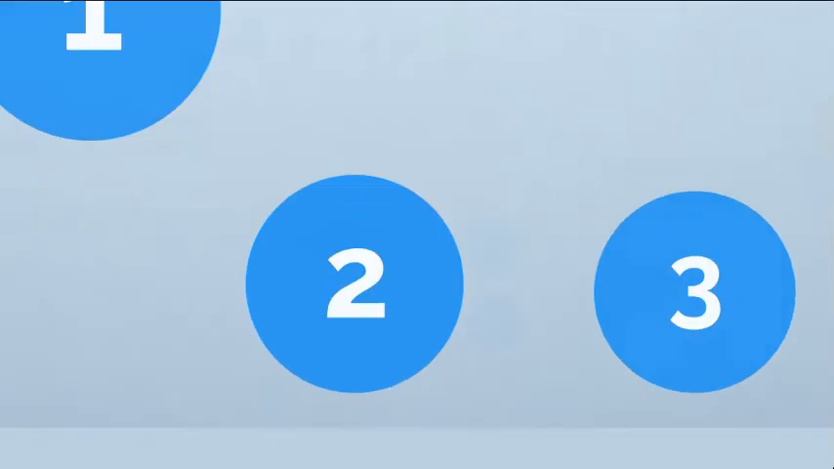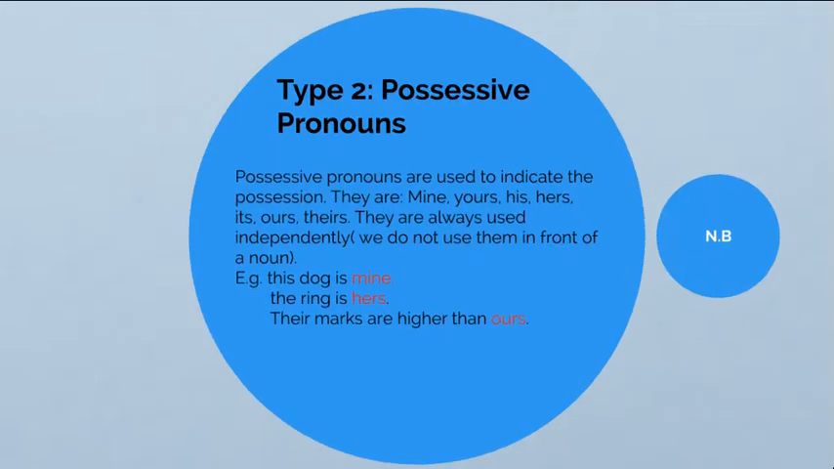Now we pass to the second type, which is possessive pronouns. Possessive pronouns are used to indicate possession. I mean when something belongs to someone. This is the possession. They are mine, yours, his, hers, its, ours, and theirs.